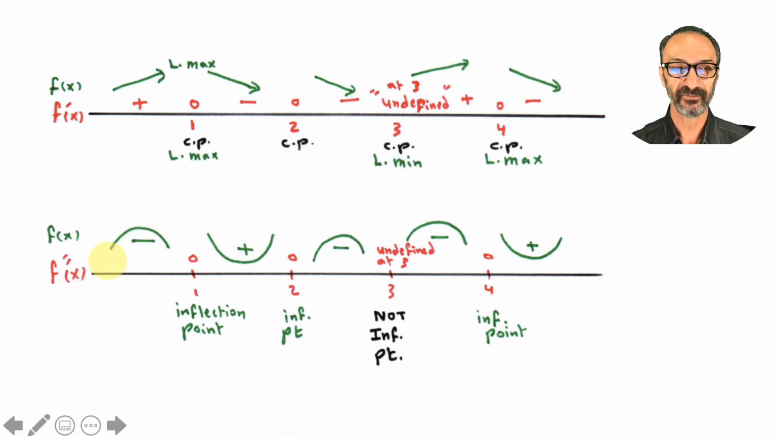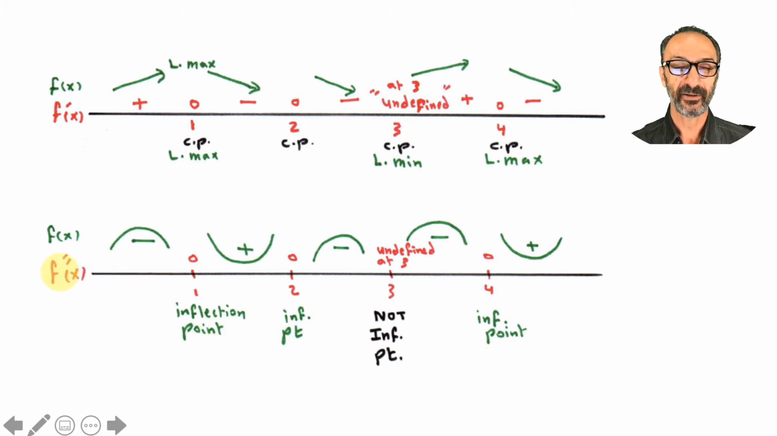If it's negative, concave down; positive, concave up; negative, concave down; negative, concave down again; positive, concave up. When you set f double prime equal to 0, you find, for this example, at 1 it's 0, at 2 it's 0, at 3 it's undefined, and at 4 it's 0.